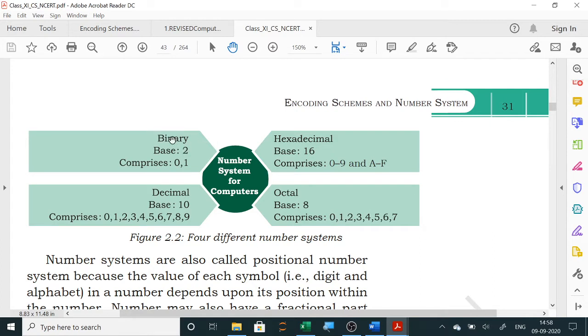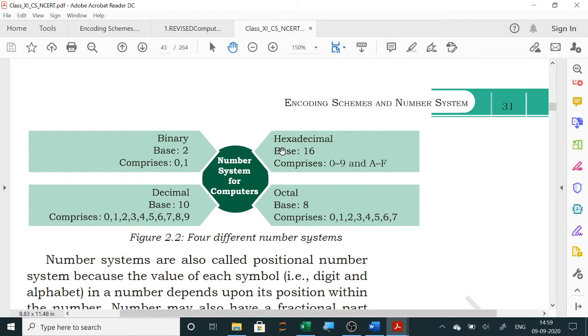In binary, bi means 2, and the base is 2, comprising only 0 and 1. So this is our machine language or low level language, the language of on and off, where on means 1 and off is 0. Now next is our decimal, which we have learned till now in maths, where the base is 10. So we use 10 digits from 0 to 9. Next, octal has base 8, with 8 digits from 0 to 7.